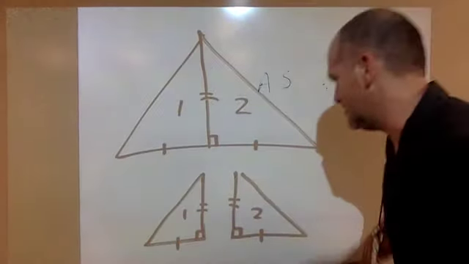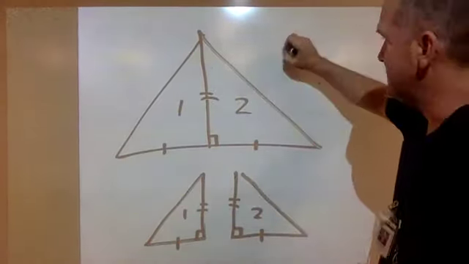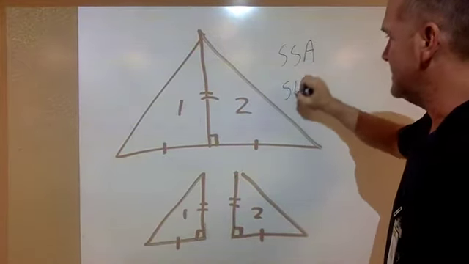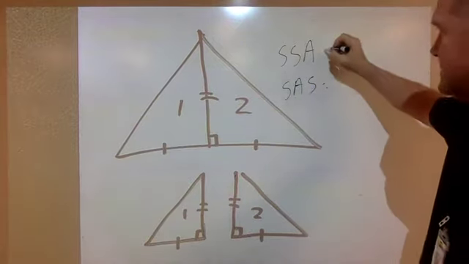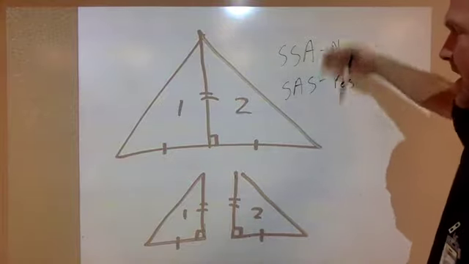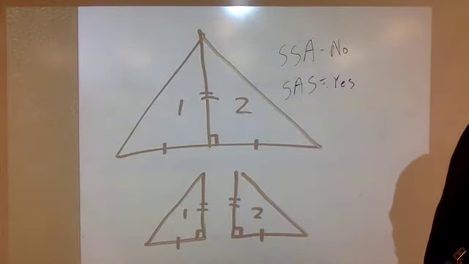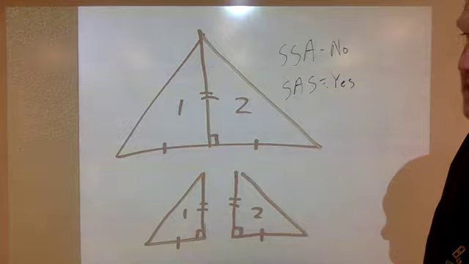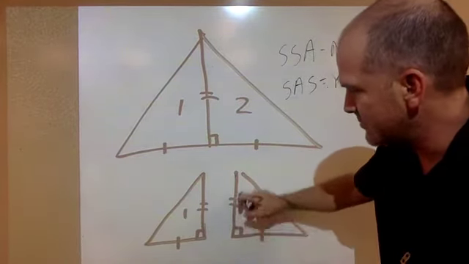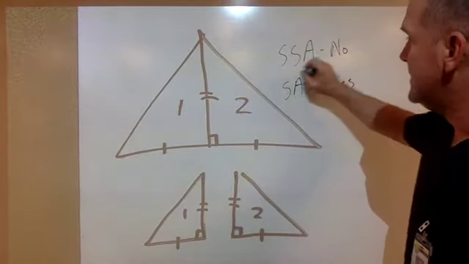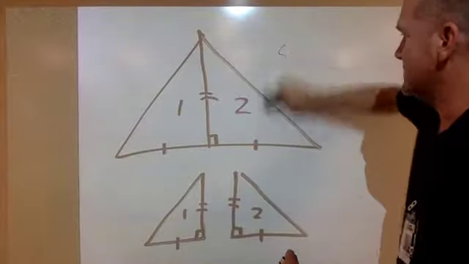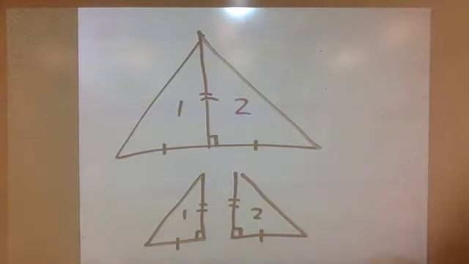But 2 sides and an angle doesn't always work. If we have 2 sides and an angle, that doesn't work. But if we have 2 sides and an angle in between them, that works. This is always a no. That's not enough to prove it. This is always a yes. So which one do we have? Well, you got to check. Is the angle that we have made up from the 2 sides that we have? Yes, this angle is made up of these 2 sides. So we do have side, angle, side. So that's a yes.